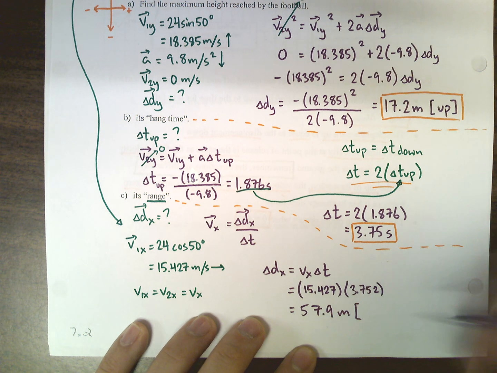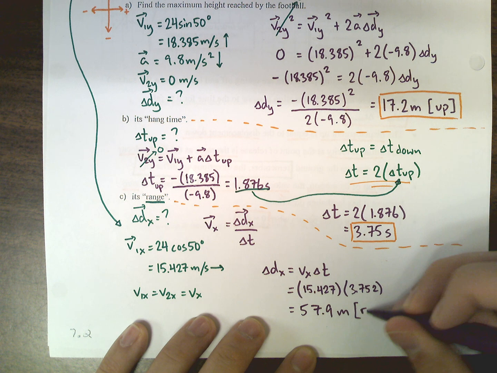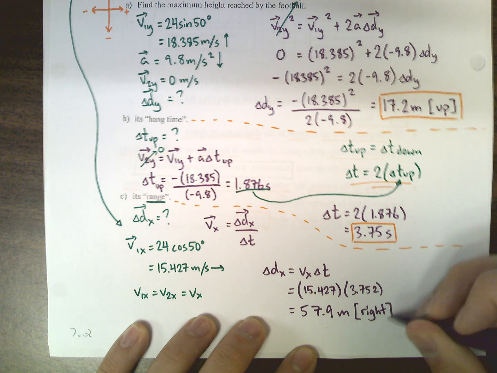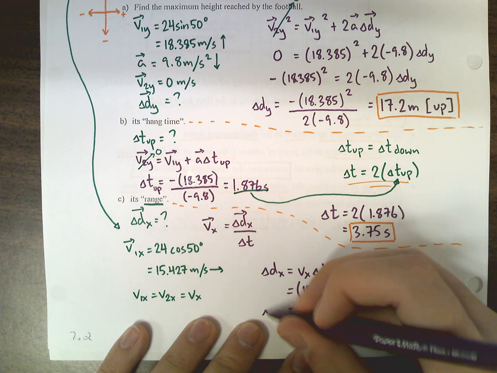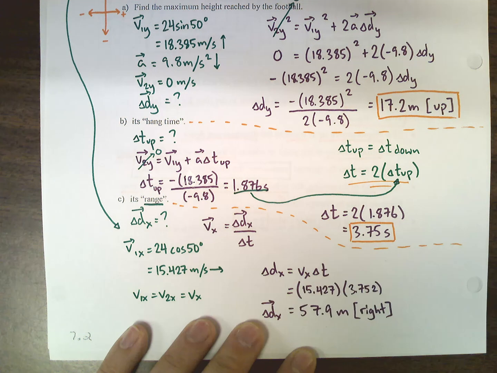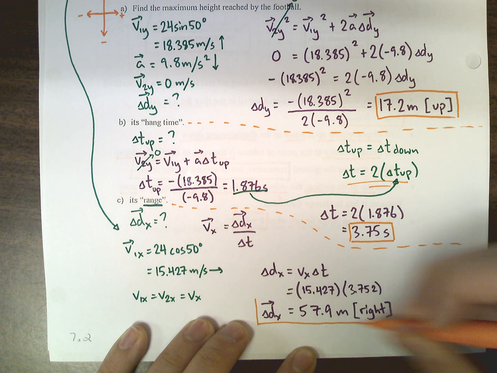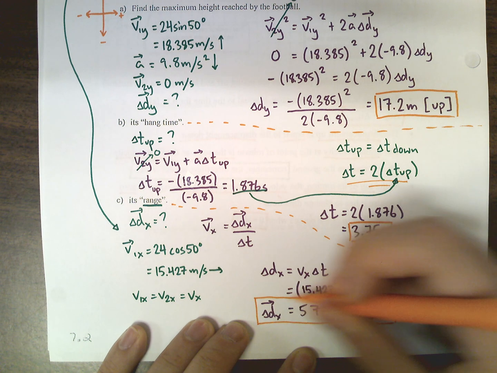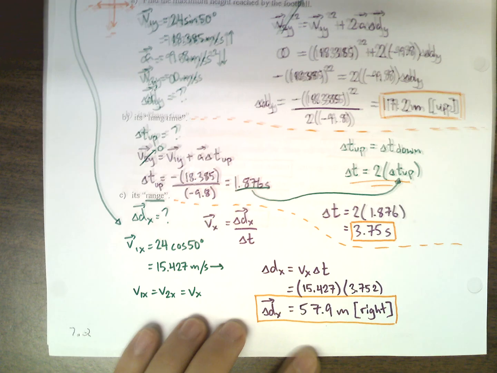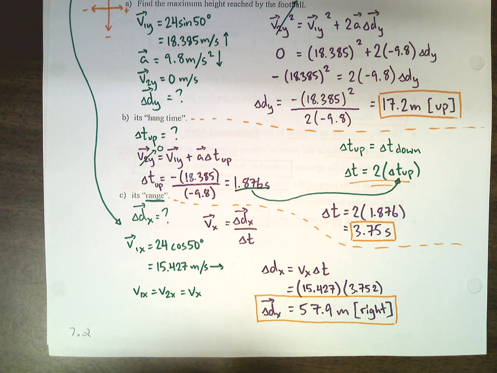And we can say, I don't know, I'll say to the right. It didn't really specify a direction. And make sure you put your vector arrow above there because we are looking at a vector now because we have a direction. And there you have it. That is your final answer.